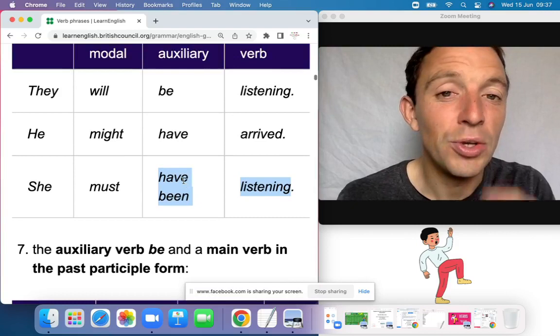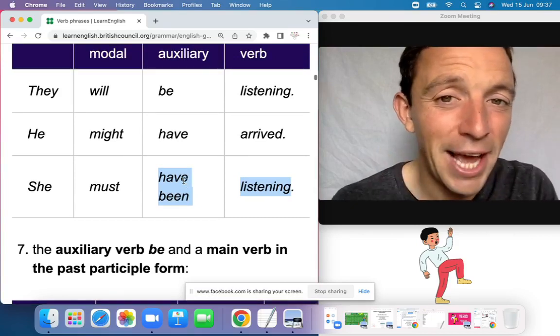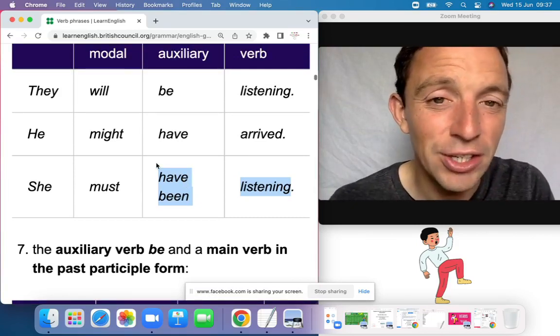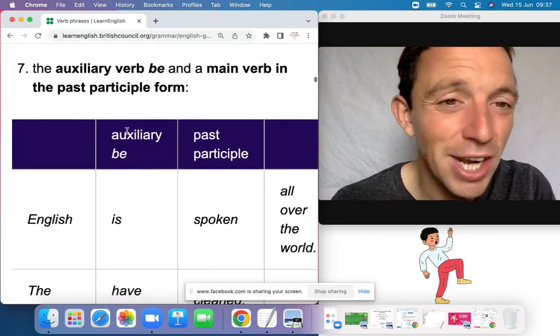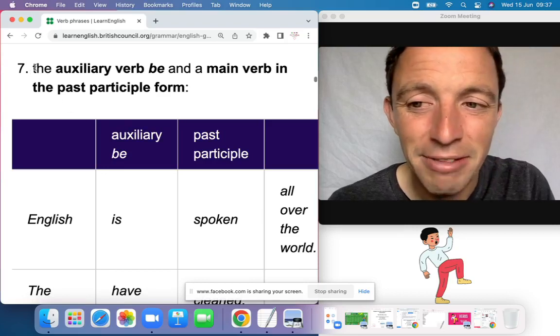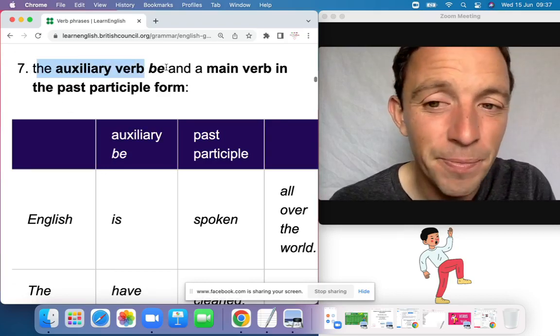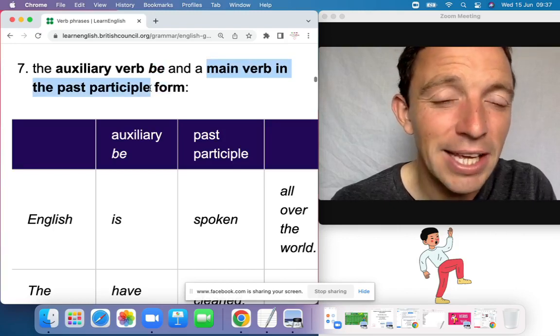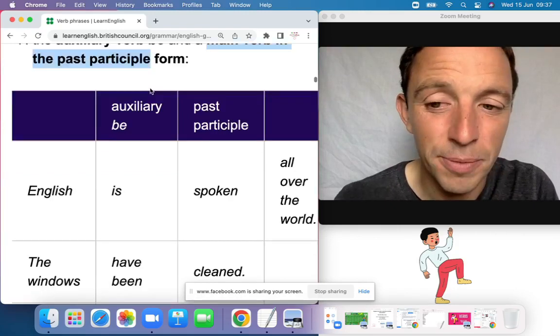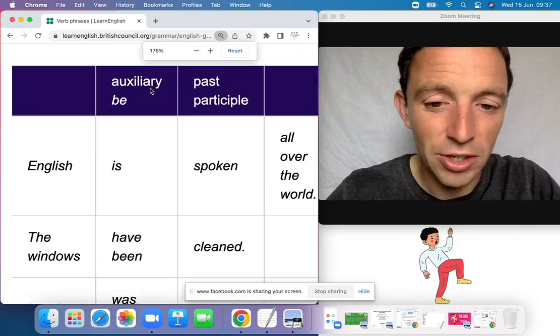So maybe you need to review this page again and you need to study this page yourself to try and understand very, very well. Number 7, this is interesting as well. Number 7, the auxiliary verb to be and the main verb in the past participle is another possible structure. So let's look at the table here.